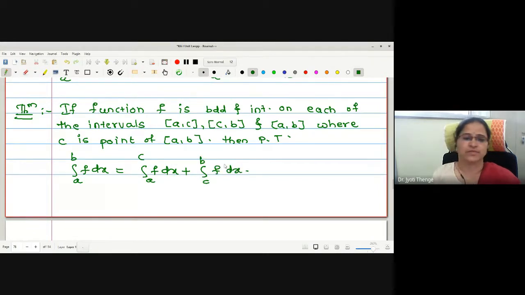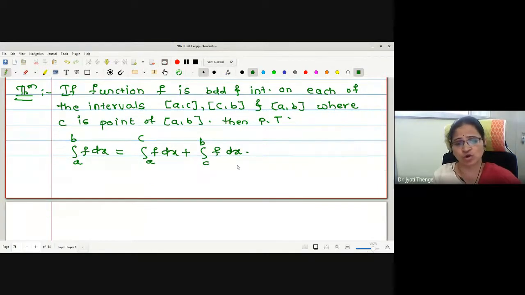This we have proved before by using Darboux sums, by taking c to be a point and then refining the given partition. But in this we are not going to use the same methodology. We are going to prove this just by using the Riemann sum definition, the second definition of integrability.